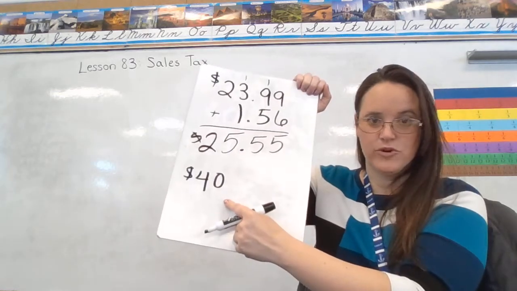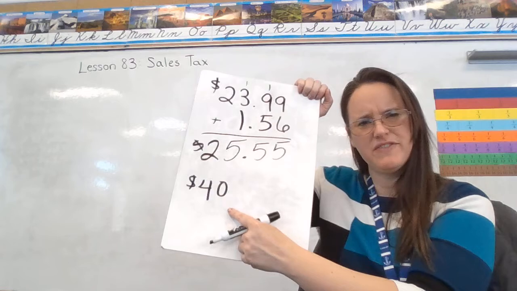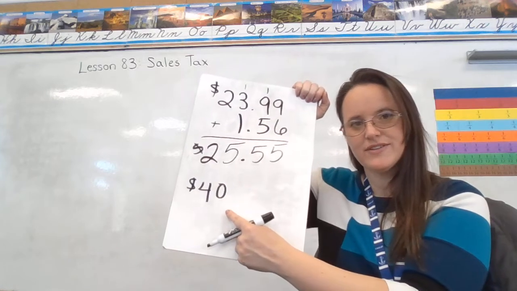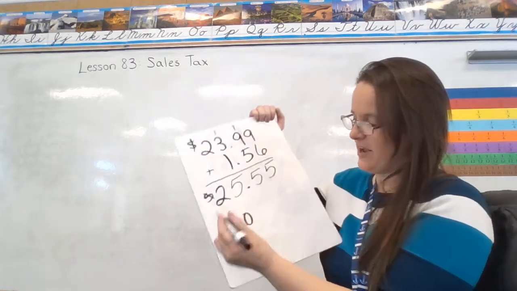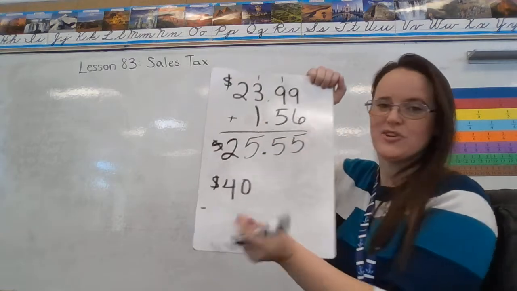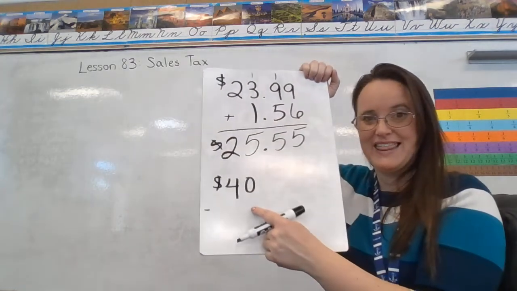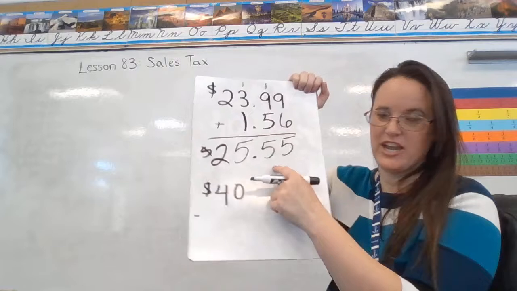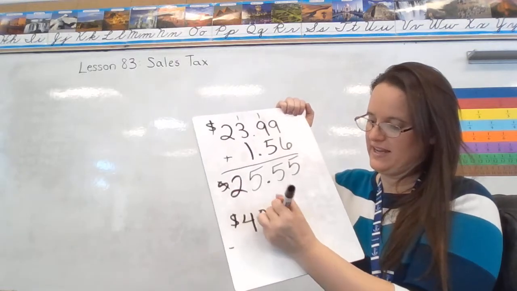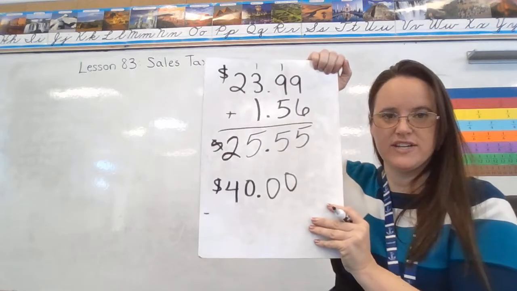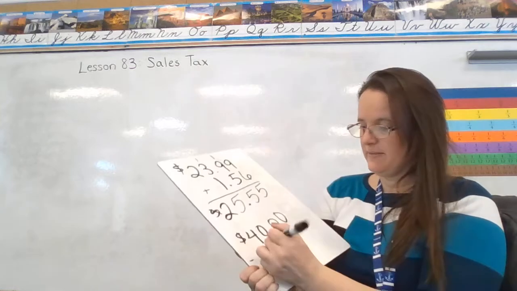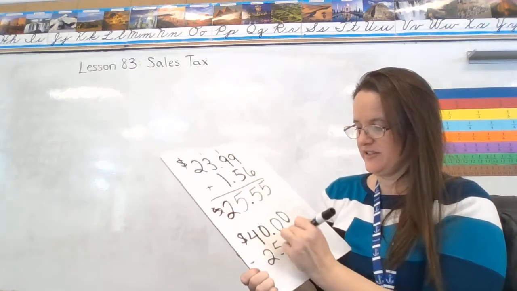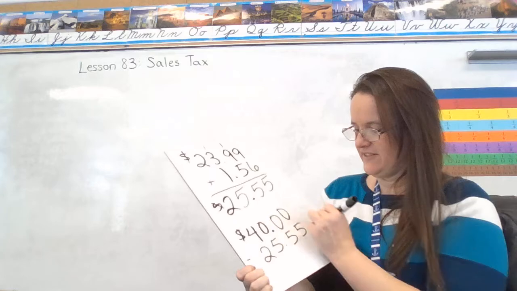She gave the clerk a $40 bill. How do we figure out change? That's right, we have to subtract. So instead of writing this like this, since I've got some change here, I'm going to write it as $40 that way. Then I'm going to subtract my $25.55.